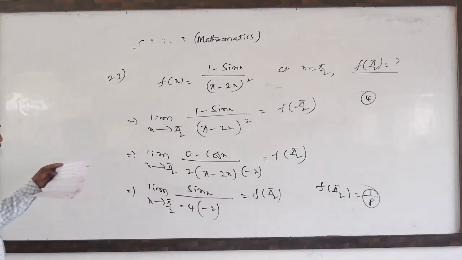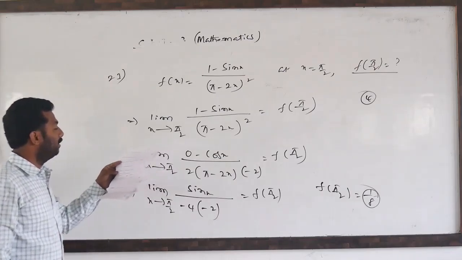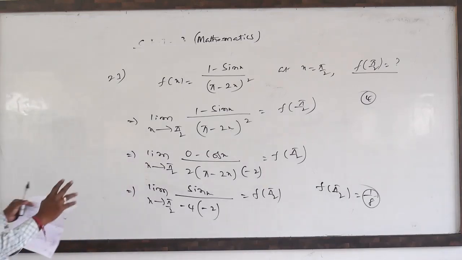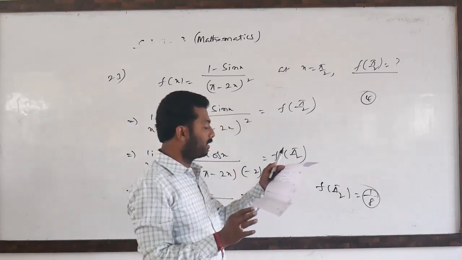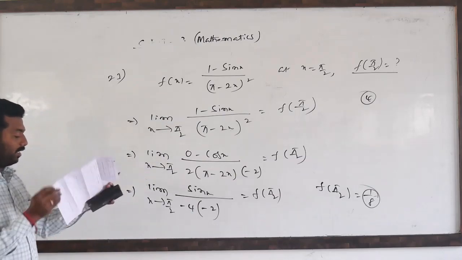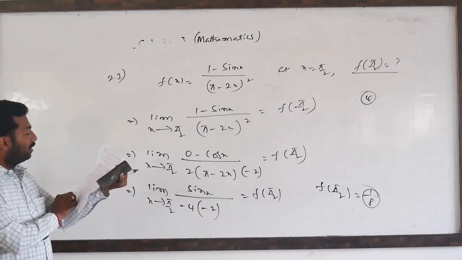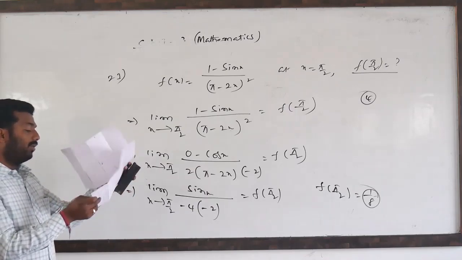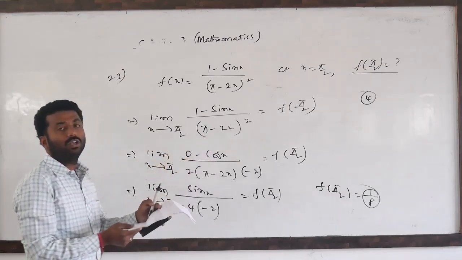Next. 24th is the same as 20th: e power (f of x minus 1) into g of x case, where f of x power g of x is there. 25th is also a repeated question. Same as which one, I will tell: question number 11, the same repeated question. Question number 11 you have to follow.